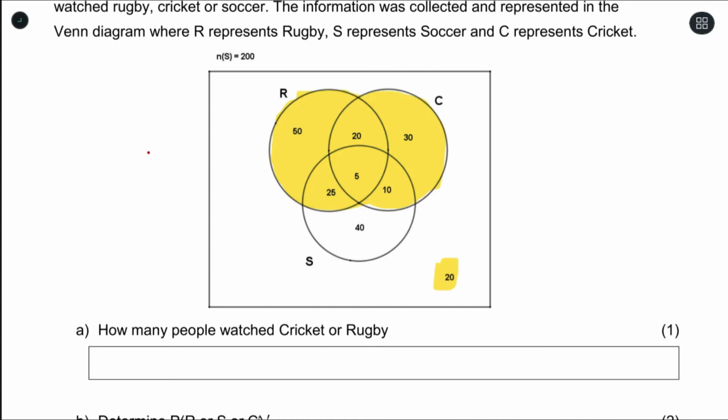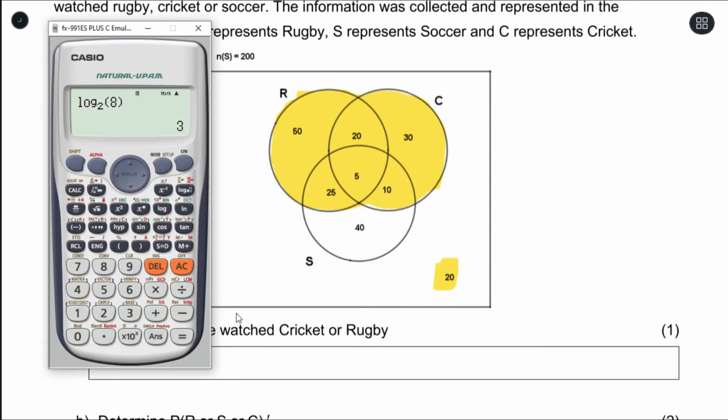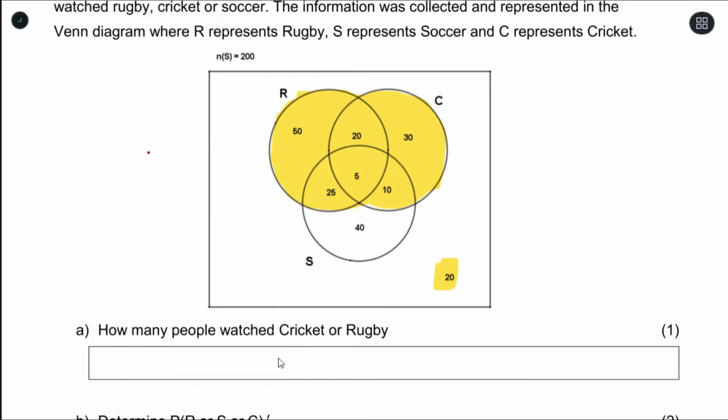So now with this, we just have to add the numbers inside those two circles. Okay, so let's add them. We have 50 plus 20 plus 30 plus 5 plus 25 plus 10. That's 140. So it means that for the first one, our answer is just 140 people. Okay, let's clean that off.